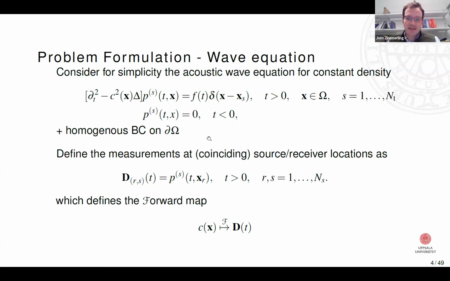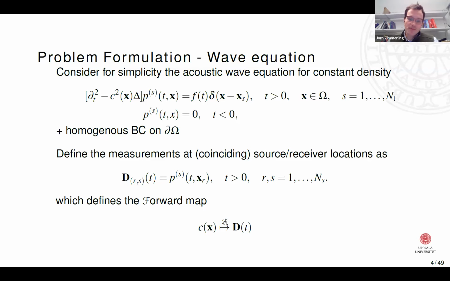So for now, to keep things simple, I will consider coinciding source and receiver locations. So if you have a source at x sub s, then you will also have a receiver at the same location. So we could just evaluate our pressure, thinking that we could measure pressure for all times larger than 0 at this location x sub s, and we call that our measurement array. So our measurements, this boldface D, will be a matrix that's number of sources times number of receivers, which we assume to be square here, and it's a function of time. And this defines what we call the forward map, script F.